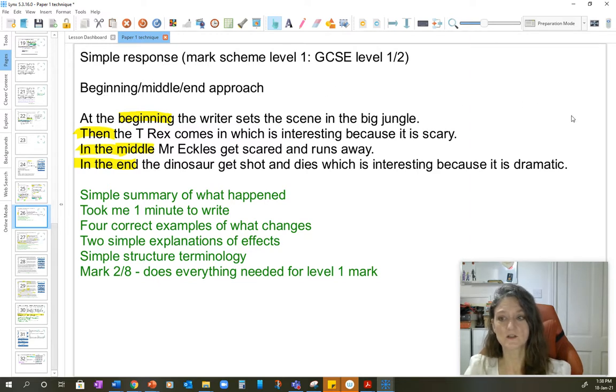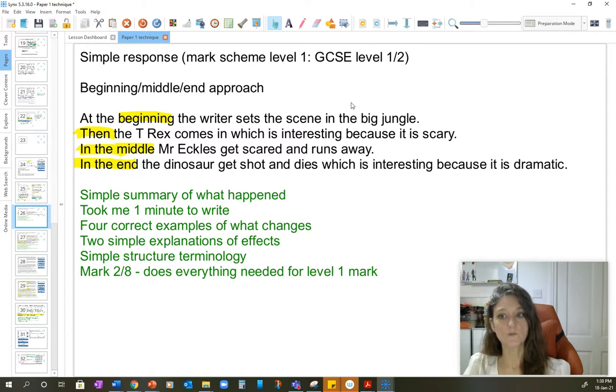If you're worried about question 3, go for a beginning, middle and end approach. This is what I did, and it took me 1 minute to write this answer. I timed myself. You can see I've covered the whole text in the beginning, then the middle, then the end, even though it is very simple. At the beginning, the writer sets the scene in the big jungle. Then the T-Rex comes in, which is interesting because it's scary. You can see it's really simple, but it's still talking about structure, isn't it? In the middle, Mr. Eccles gets scared and runs away. In the end, the dinosaur gets shot and dies, which is interesting because it is dramatic.